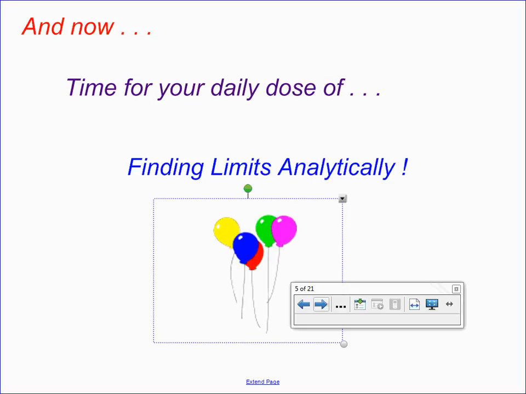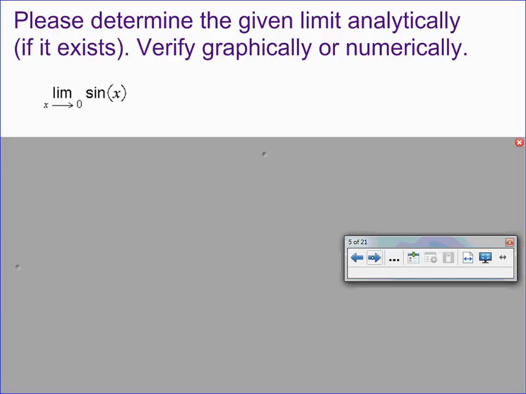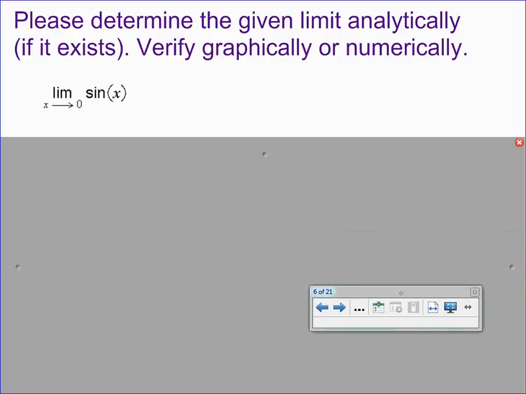You've got your library of functions. You already have a good understanding of continuity. And so these things are going to come in handy when you go to evaluate limits and you're not allowed to use the calculator. Now, we will use our graphers to verify some of these.